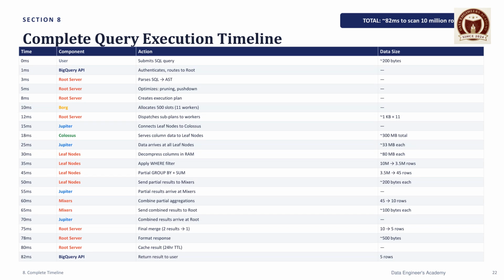Section 8 shows the complete execution timeline. Scanning 10 million rows takes roughly 82 milliseconds. From parsing the query to allocating BOG slots and aggregating results, hundreds of steps happen in perfect harmony.